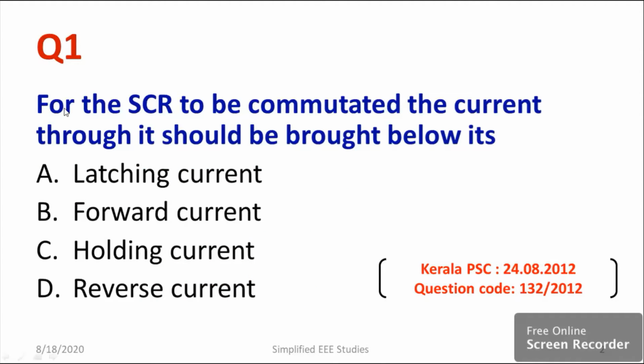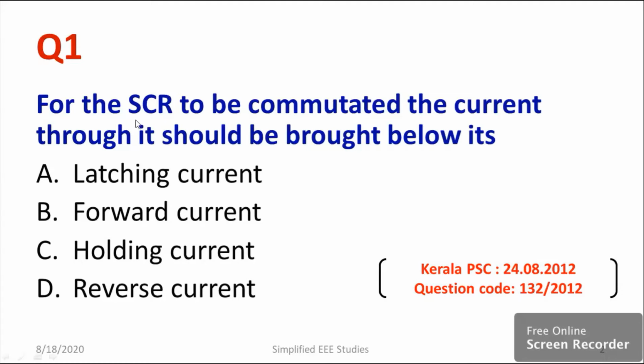Let us move on to the first question. For the SCR to be commutated, the current through it should be brought below its latching current, forward current, holding current, or reverse current. So what is SCR? SCR is known as silicon controlled rectifier. It belongs to the family of thyristors.